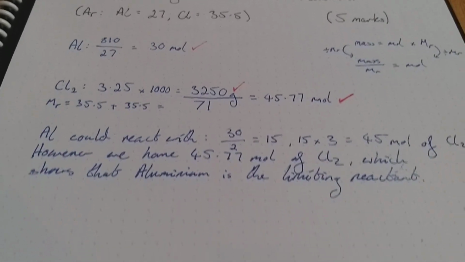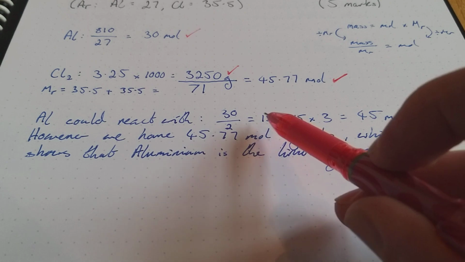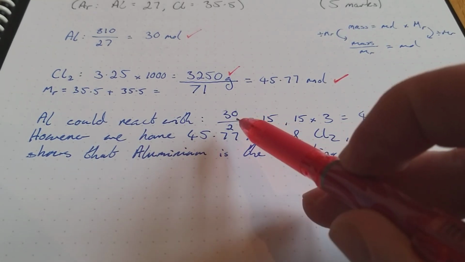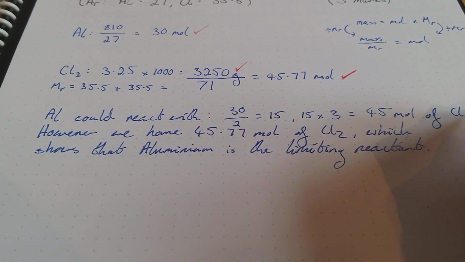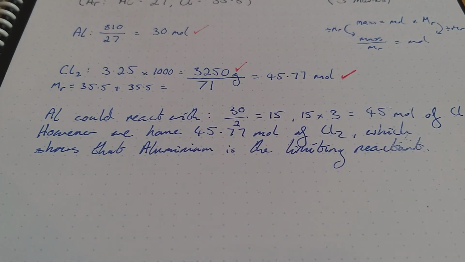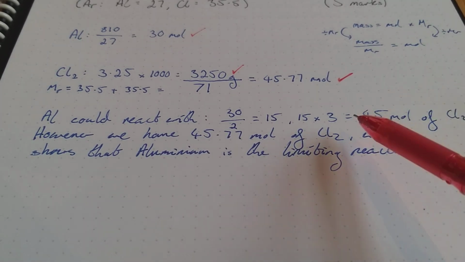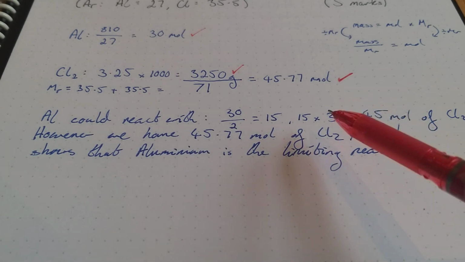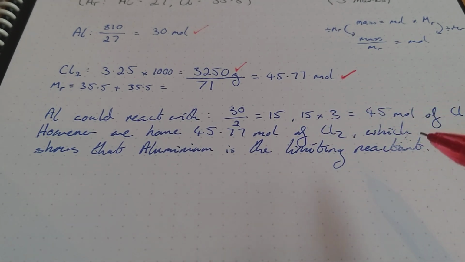You would get 1 mark for understanding that we needed to use the molar ratio. So that's this bit down here. So I've divided the aluminium by 2, times it by 3 to work out how much the chlorine could react with. Now you could have done this the other way around. You could have worked out how much aluminium the chlorine would have reacted with, but it would have still given you the same answer. You still would have found that aluminium was the limiting reactant.